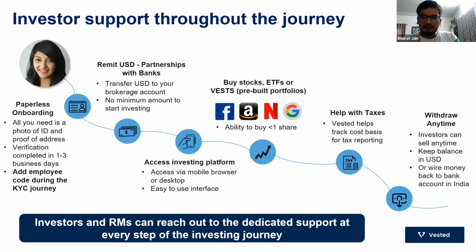This is a journey of the investor throughout the US investing. So first is, as I mentioned, it's a paperless onboarding process. There is no need for any physical signature or physical in-person verification. Once your account is approved, opened, you need to use your LRS route, $250,000 ka, and remit funds to the US broking account. So that's something that I'll show you quickly on the demo as well if needed.